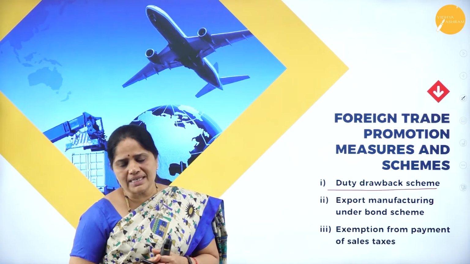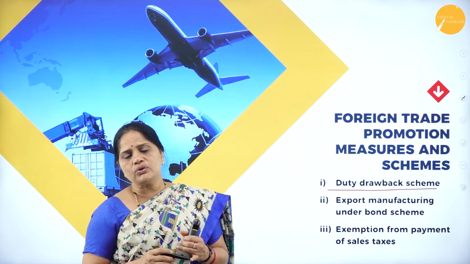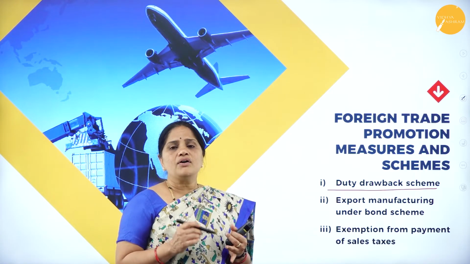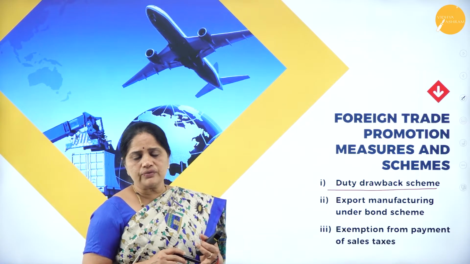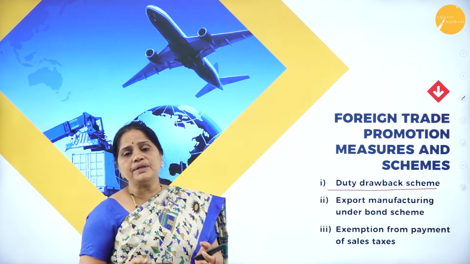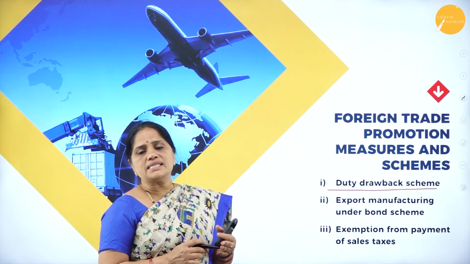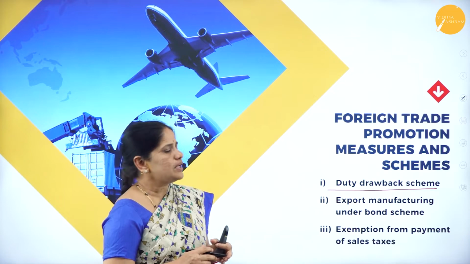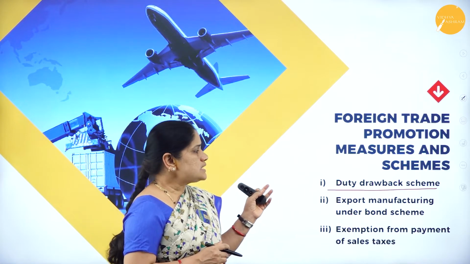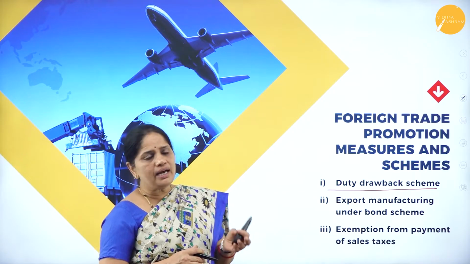This duty drawback scheme can be exercised whenever duty has been paid for any of the goods which are meant for exports, and also on the raw materials which are purchased for the export of goods. And the last one is whenever any machinery has been imported for the purpose of exporting goods, such machinery also can be claimed. Any customs duty paid for that machinery can be claimed under this duty drawback scheme. In this way, the government is supporting the exporters.